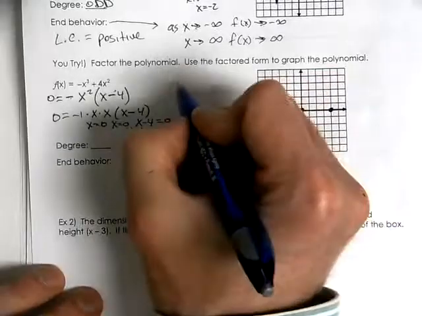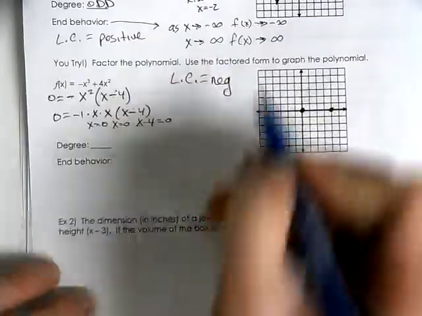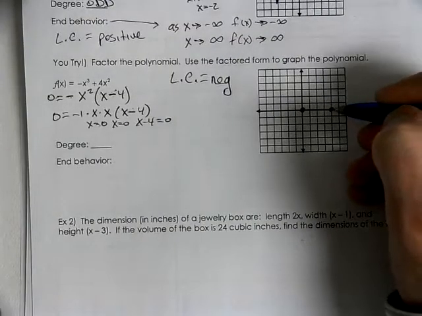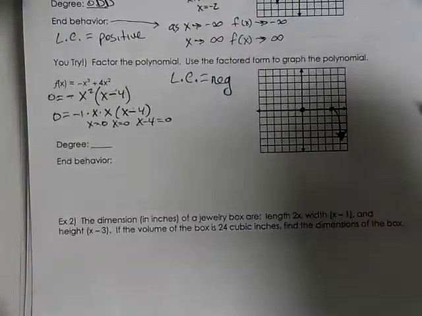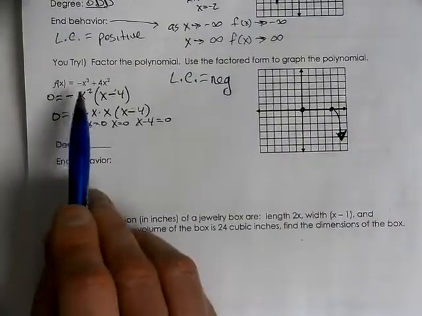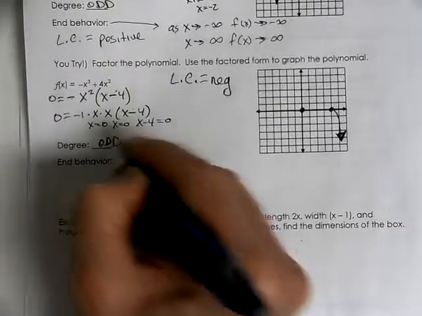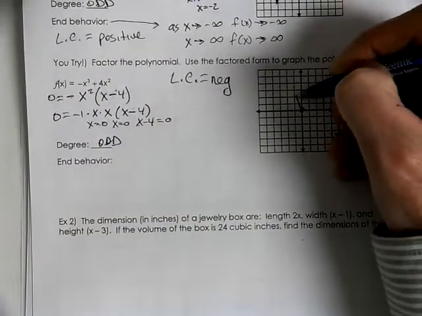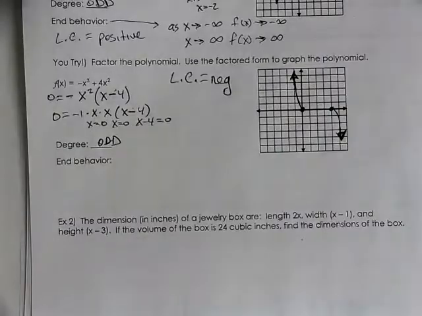We notice that the leading coefficient is negative. That means that this is dropping down. The largest degree is 3, so it's odd. That tells us that it goes in opposite directions, so this has to be increasing. Now the question is, what happens in between?